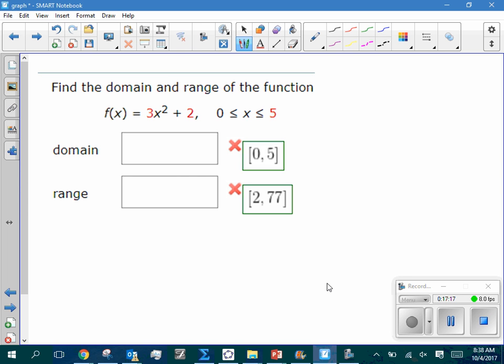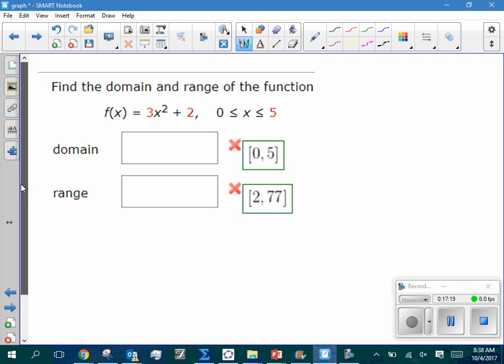So when it says find the domain and range of the function, well, the domain, what we call this, and we'll see this a little bit in today's notes, is a restriction. They're telling you that your graph is constrained to the values between 0 and 5. You cannot use any other x values. Does that make sense? So that is the domain, 0 to 5. They want interval notation. So you see here, 0 is less than or equal to x is less than or equal to 5 is the domain. Initially, 3x squared plus 2 has a domain of all real numbers, right?